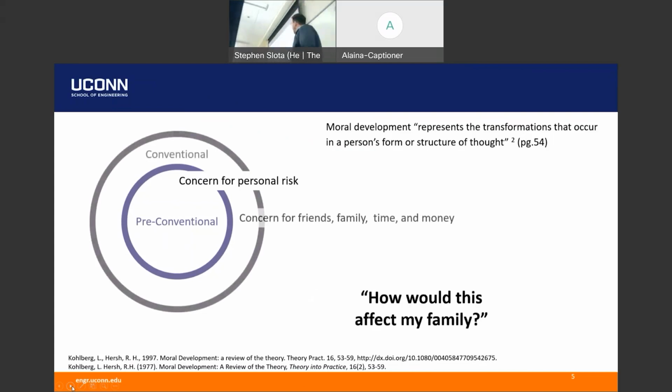The next circle out is what we call conventional, right? And this is where you're not necessarily just focused on yourself, but on your next nearest neighbors, right? This small group of people around you, people you know personally: friends, family, time, money, things that affect you personally. How will this affect my family? If I die making this decision, what's going to happen to my family?